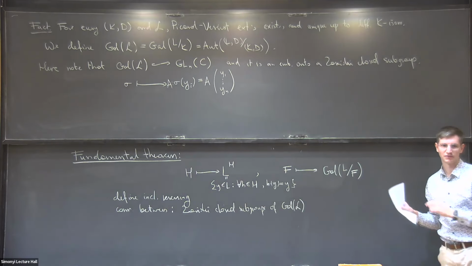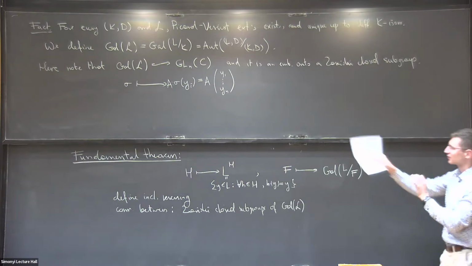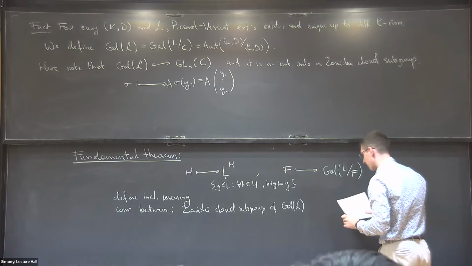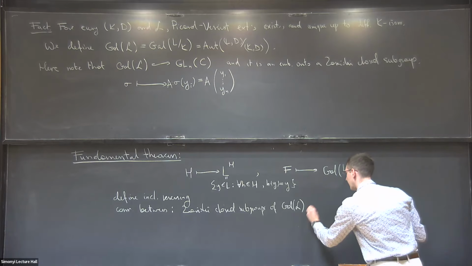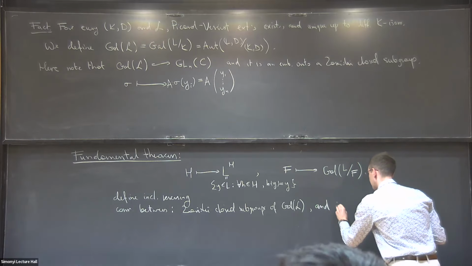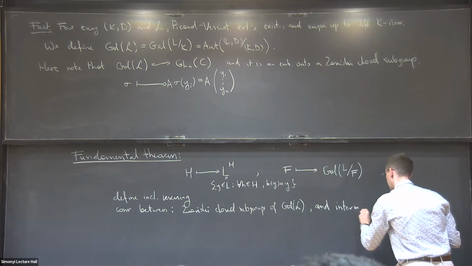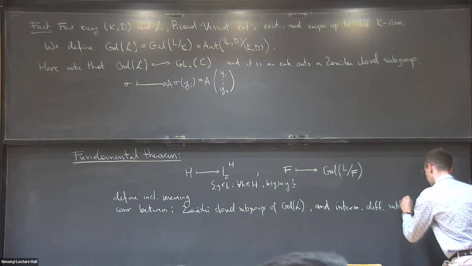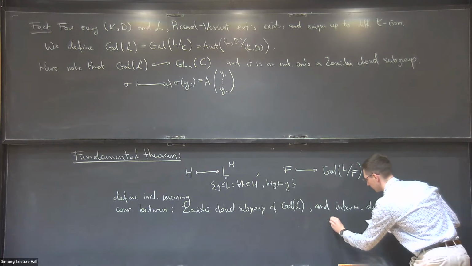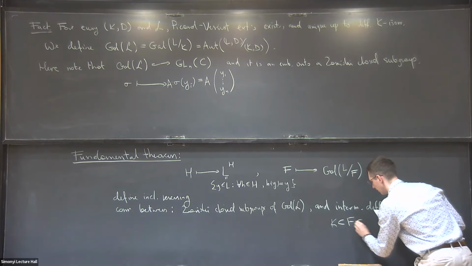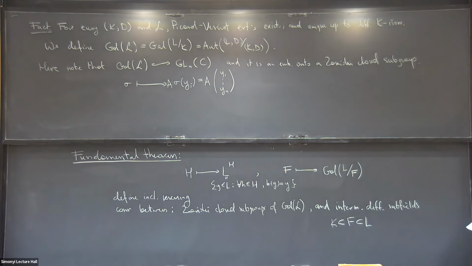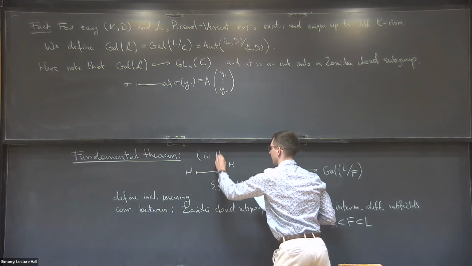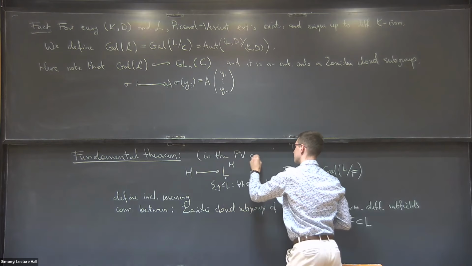So later I'll give some more arguments why it's actually algebraic, why it's not just any subgroup. But we look at algebraic subgroups of this group and intermediate differential subfields, where we have K, F, L. So this is in the Picard-Vessiot context.